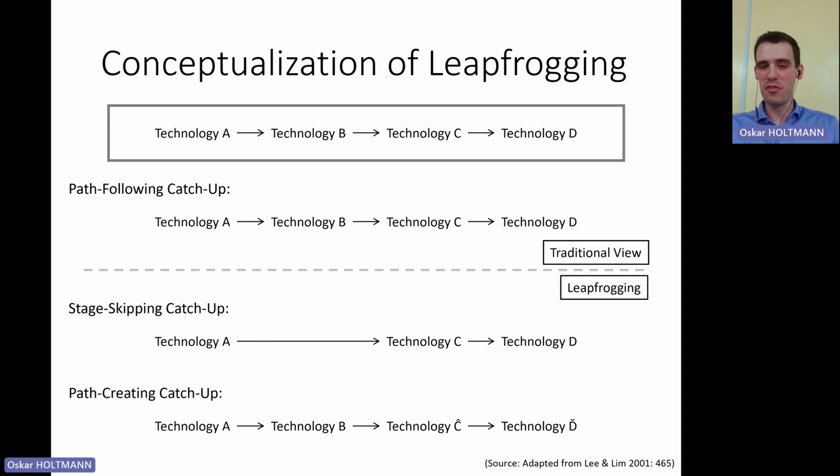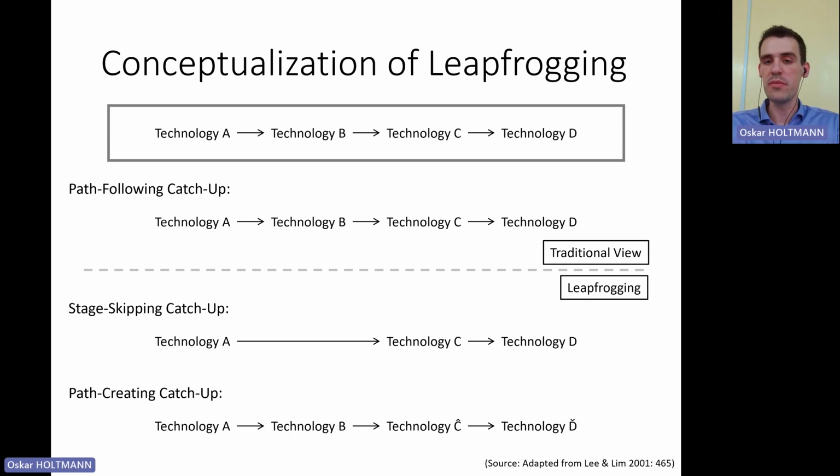One example that you're probably all familiar with for path creating catch-up would be M-Pesa. So when M-Pesa was implemented in Kenya, most high-income countries had their financial system organized around formal banks with branches and ATMs. And at this point, Kenya didn't have that system as rolled out as much as other high-income countries. And instead of rolling that out first and then, for instance, turning to M-Pesa, they used M-Pesa as a technology trying to serve a similar purpose, but using a slightly different technology. That would be a good example of path creating catch-up.